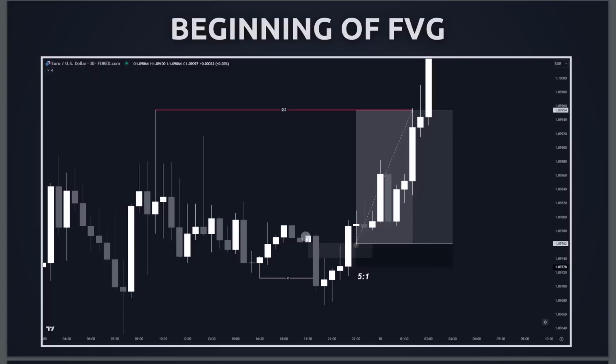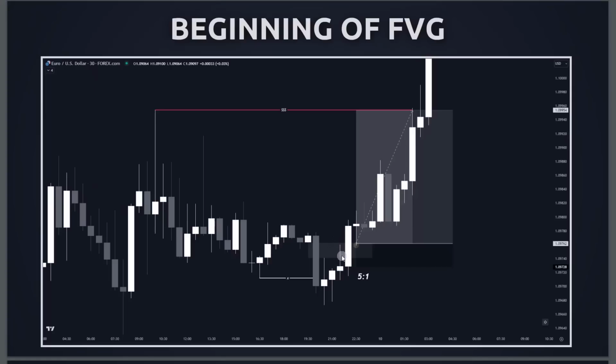We had a small fair value gap right here, and then price went up back into the range. So we see how this is the liquidity sweep, and then at this candle right here, price went back into the range, which tells us that, okay, this is a high probability liquidity sweep. Price started to go up.